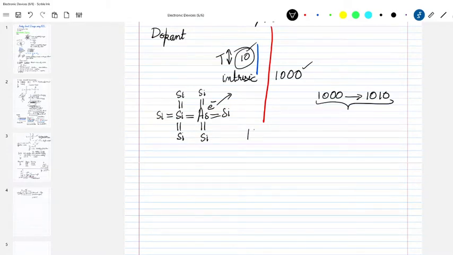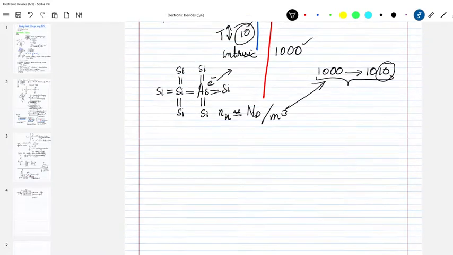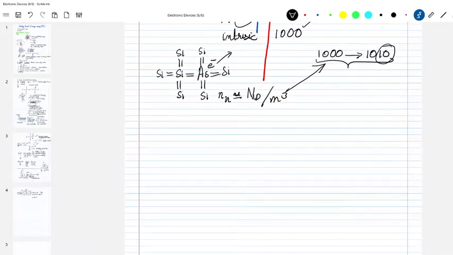So let's say the doping density is Nd per meter cube. So now the number of electrons, which I represent by n, and the type of material here is going to be n, is approximately, because what is the approximation here? This factor of 10. So roughly it's going to be Nd. So this is referred to as doping.